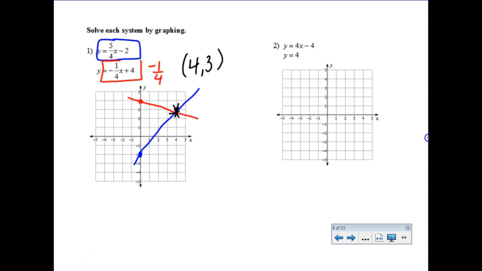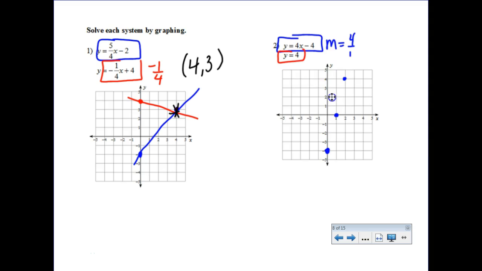All right, for number 2, we have 2 lines again. So 4x minus 4 starts at negative 4. And then the slope here is 4 over 1. So positive 4, up 1, 2, 3, 4 and right 1. I draw the blue line, and this next one is a special line though.